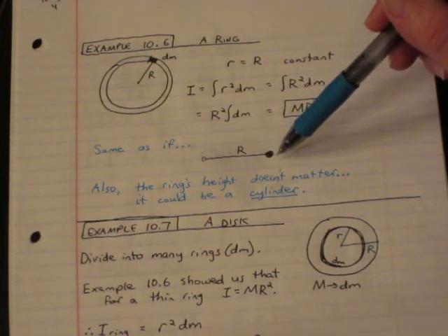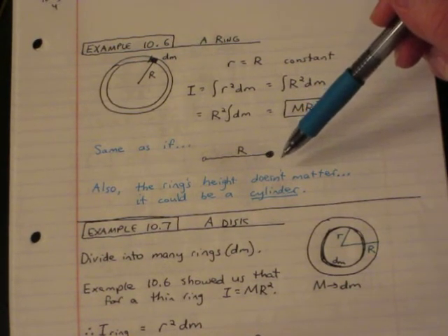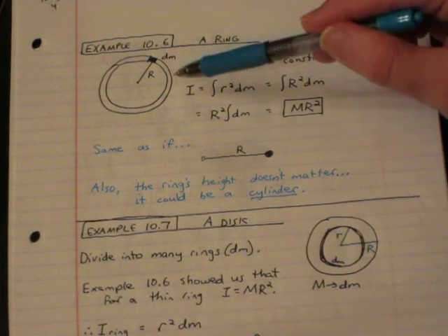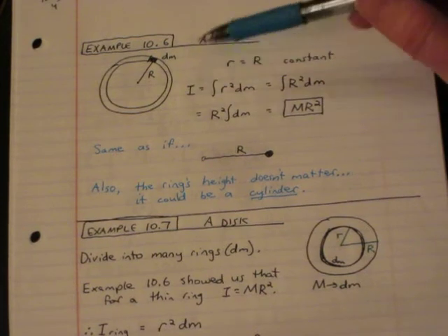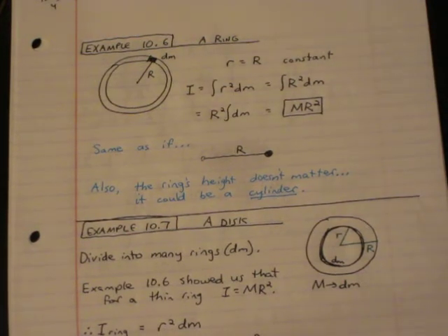Also, I want you to notice, we never talked about the height of the ring, how tall it is, how high it comes out of the paper. The ring's height doesn't matter because that doesn't affect how it's distributed from the center. So this could be a cylinder as well. So this equation works for a ring as well as a cylinder.